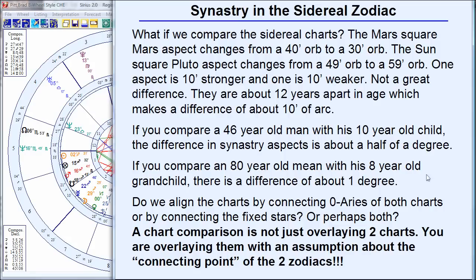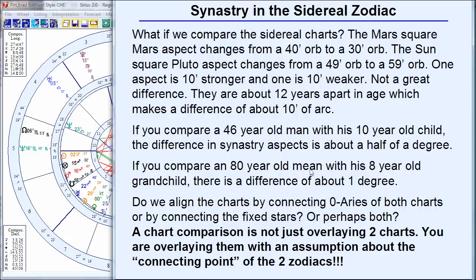Imagine you're looking at the chart of an 80-year-old man and his 8-year-old grandchild or great-grandchild, and you notice, wow, the grandfather's sun is exactly conjunct the grandchild's moon to the minute. It's exact. But suppose that's in the tropical zodiac. If you did it in a sidereal zodiac, it would be a 1 degree orb, which is still impressive, but it's not like it's exact to the minute.